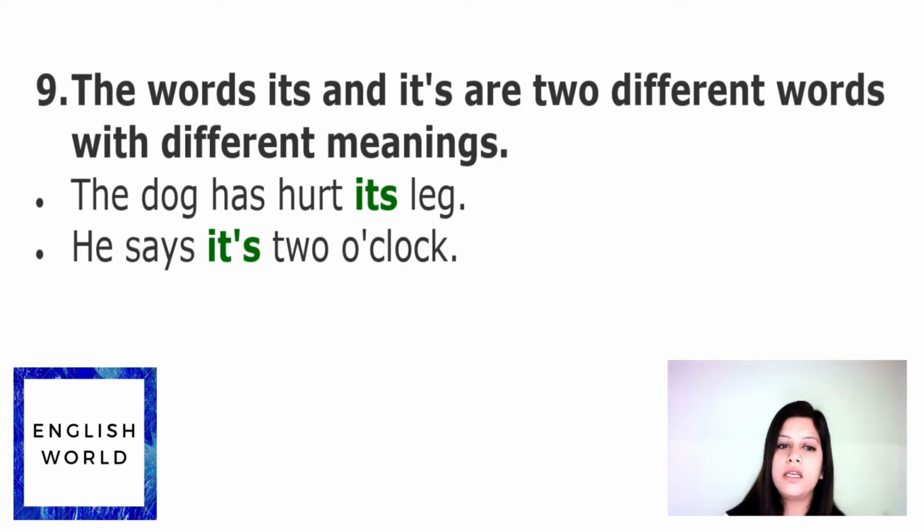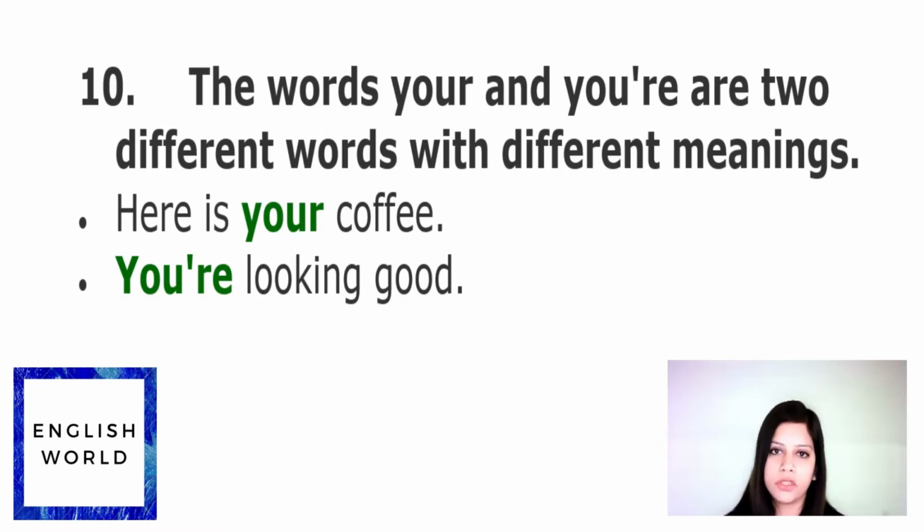And he says it's 2 o'clock. So when it is written with an apostrophe, it is a short form used for it is. It's 2 o'clock, it's 5 o'clock with an apostrophe means it is. Okay, it's a nice day. So it is a nice day.